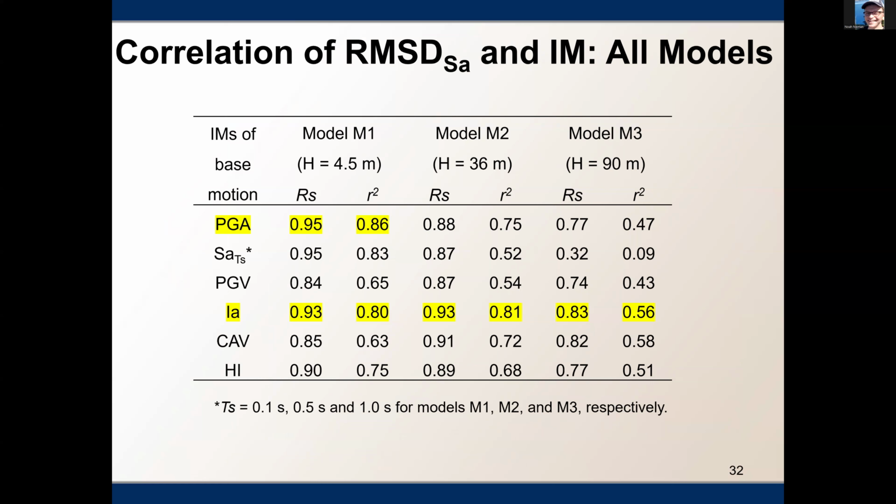If I do this for models M2 and M3, and I compare the RS and R squared values for different intensity measures, we can see that for the PGA, the RS is almost 0.95 and R squared is 0.86. However, for the taller soil columns, these are not as good predictors. Slowly, the values are decreasing. Whereas if you look at the Arias intensity, it stays quite consistent, even though it slightly decreases for the model M3, which is around 90 meters tall. So in this case, I could say that the Arias intensity is a better predictor if you are considering any soil column. The other intensity measures give some intermediate results.